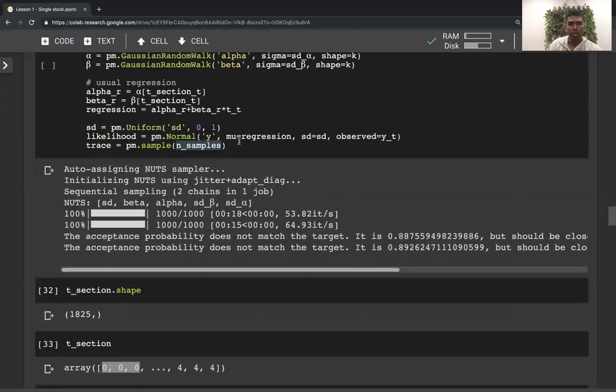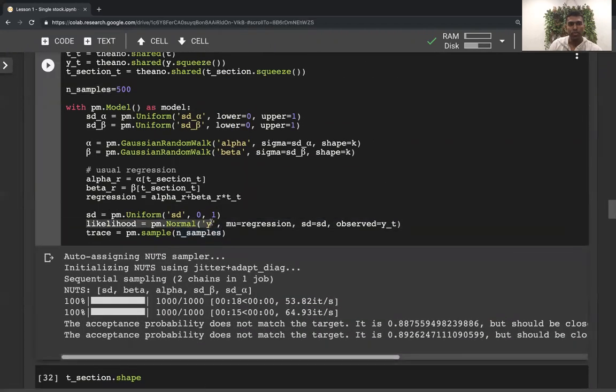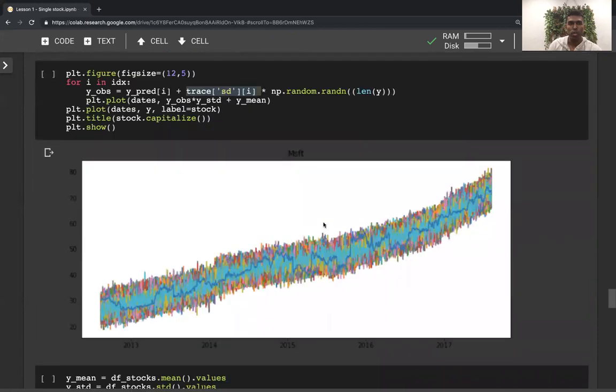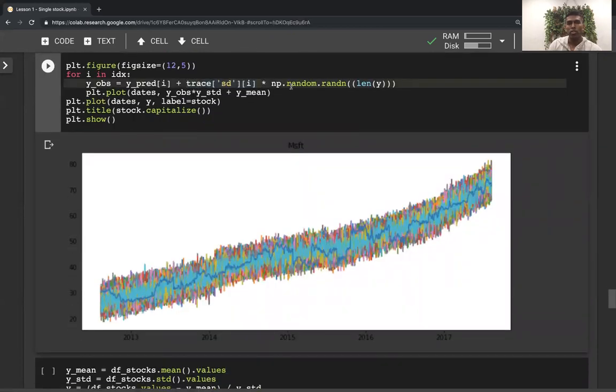So let's go back to the model quickly and check it out. I said the likelihood is y with the mean of regression, so that might be the trend line, and the standard deviation of SD. And that's what I said over here, coming back to this plot. So I'm going to multiply a trace of SD with a random normal distribution, right? And once I plot that, I get this thing. Basically this is saying, over the trend line, what should I expect the actual price to be? Okay, so plus or minus one standard deviation. This is not one standard deviation, this is 200 numbers.